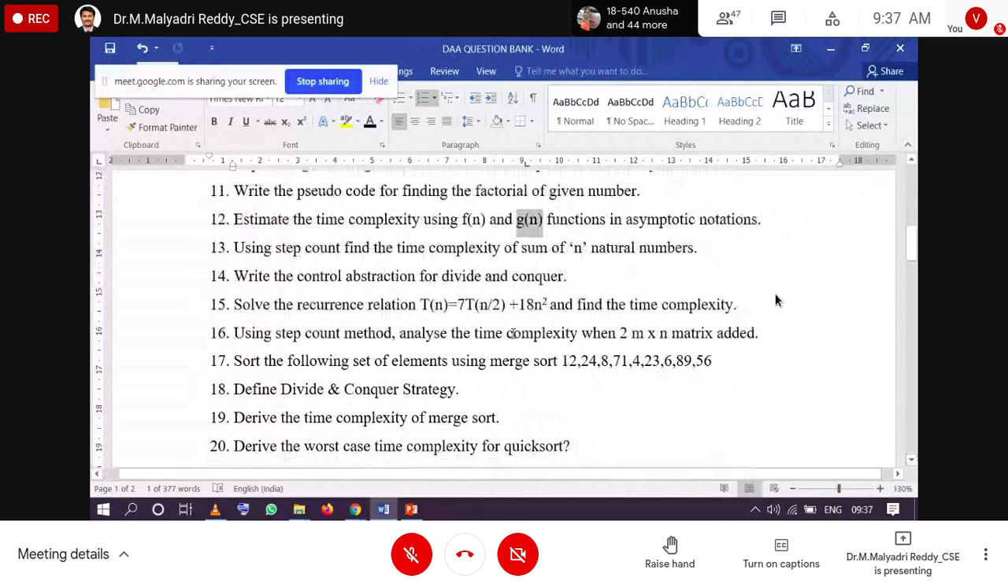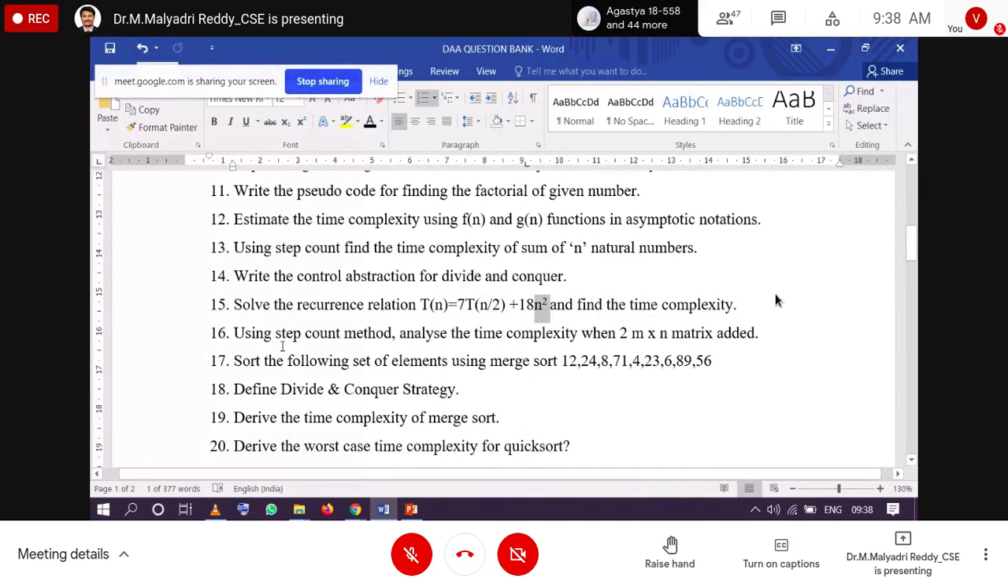Solve the recurrence relation T of n equals 7 into T of n by 2 plus 18n square, and find the complexity of the given recurrence relation. I also explained it to you. It is nothing but Strassen matrix multiplication, and it has a total of 7 products, and each time we divide into 2 parts, and it has a total of 18 addition or subtraction operations. N square is the complexity for the addition. By solving that, we will get the order of n to the 2.81.